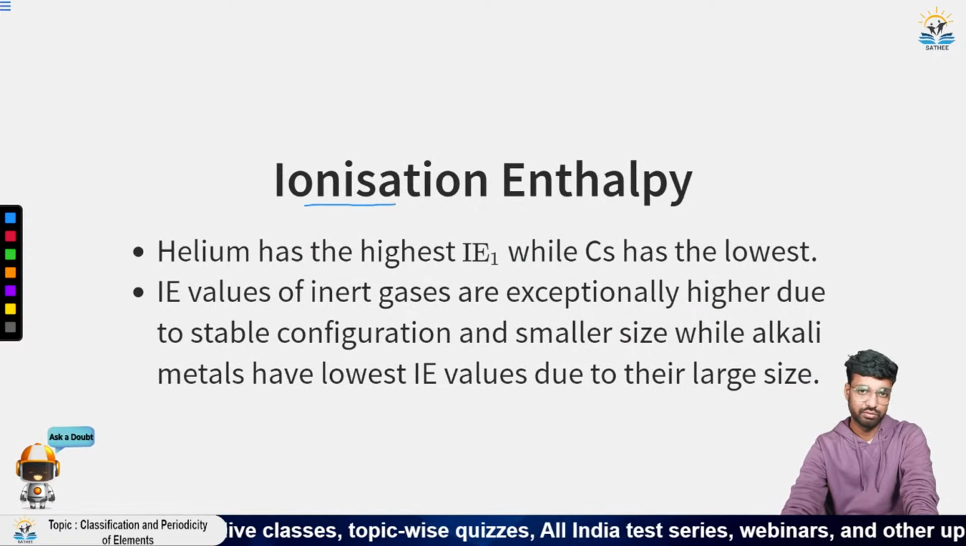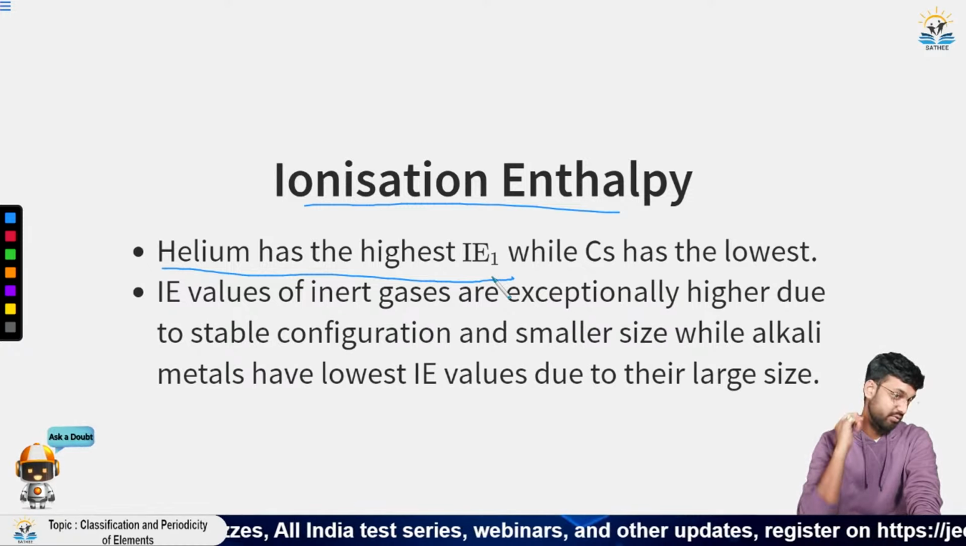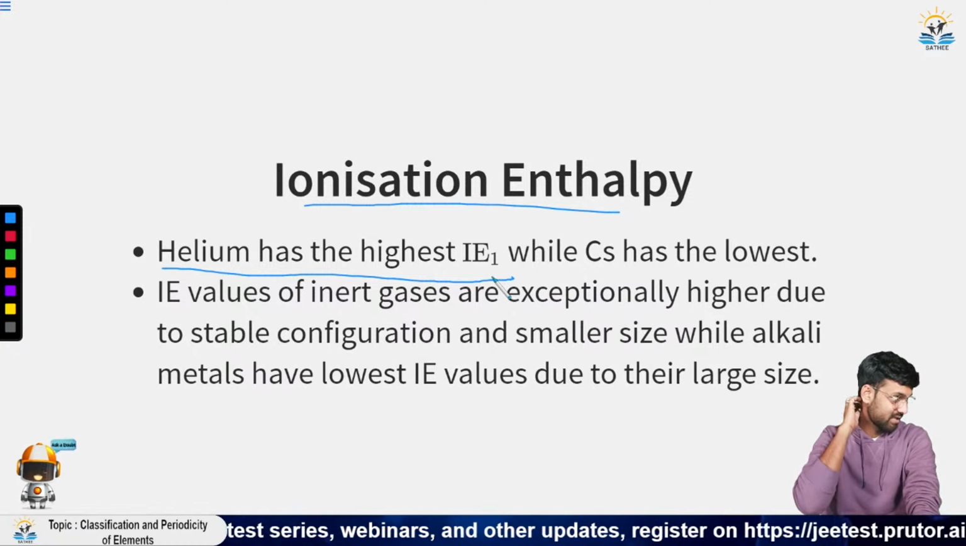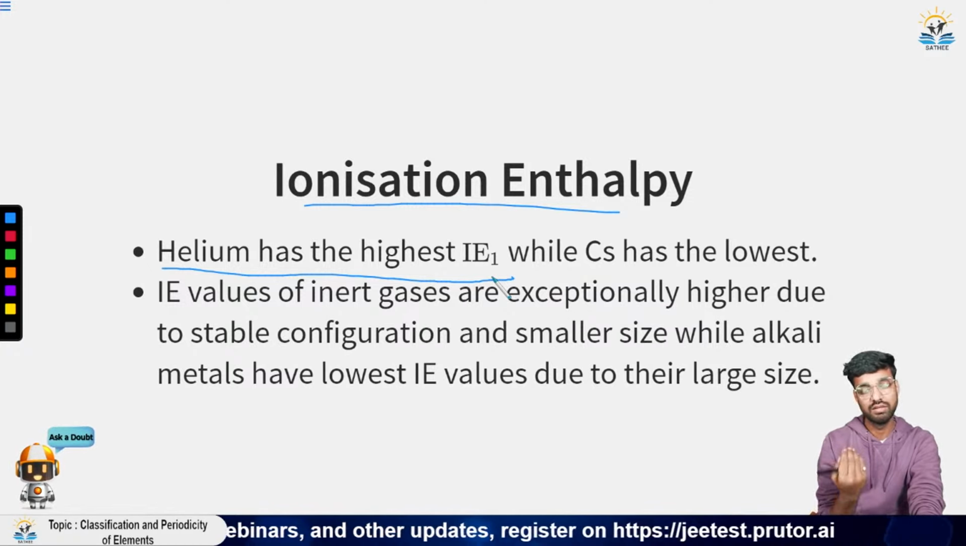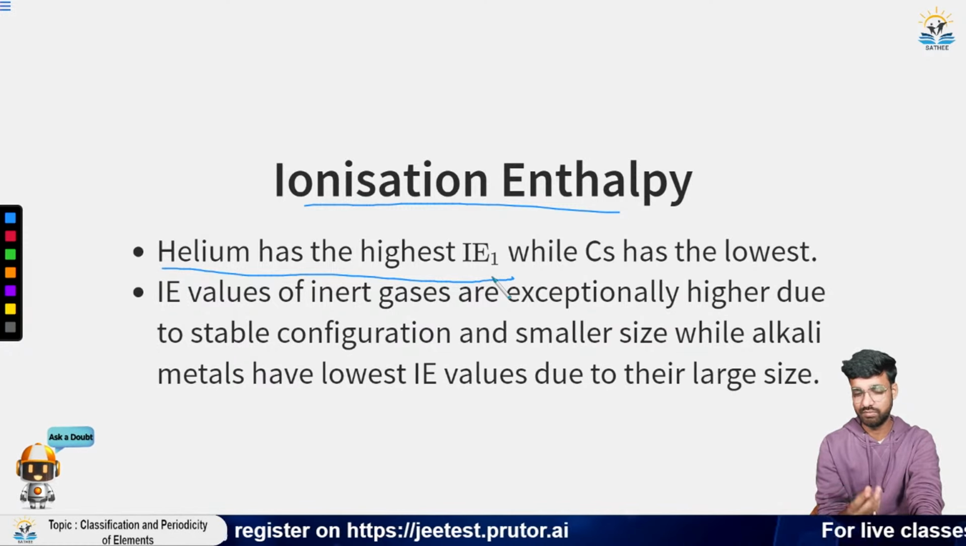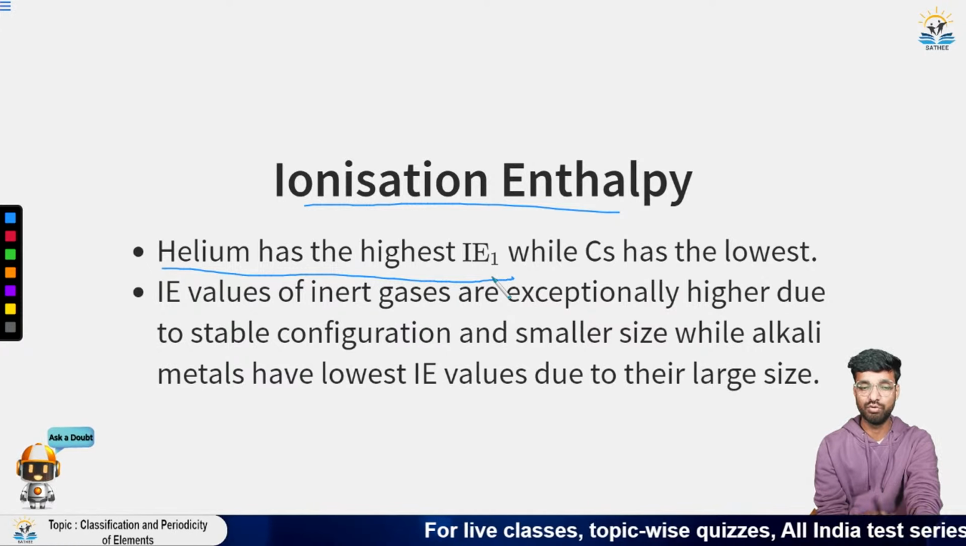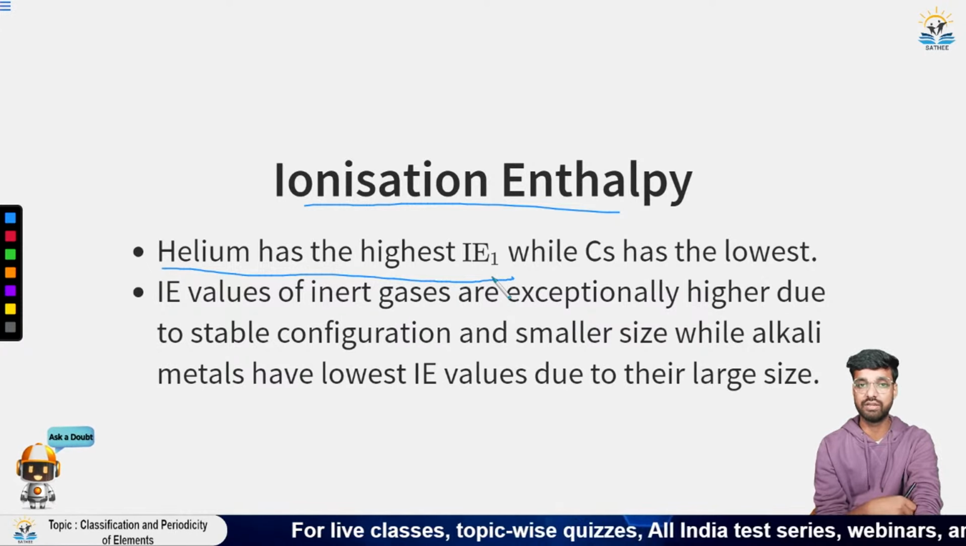Now let us move to some exceptions. Helium has the highest ionization enthalpy, and you know very well it has a small size. It is not the smallest as compared to hydrogen, it is larger, but it has a completely filled shell. It is very difficult to remove an electron from helium, so it is very stable.